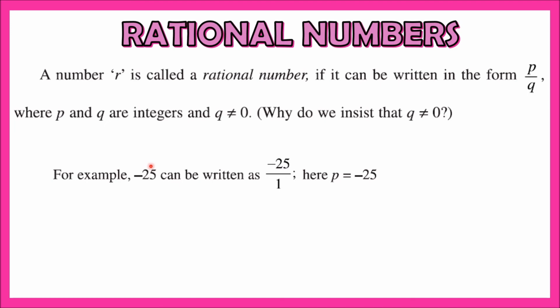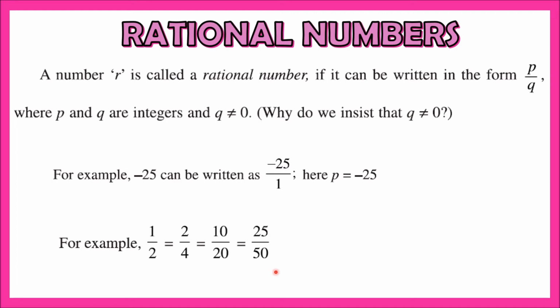You also know that rational numbers do not have a unique representation in the form p upon q. For example, we have numbers like 1 upon 2, 2 upon 4, 10 upon 20 and 25 upon 50 and so on. These are equivalent rational numbers or fractions.